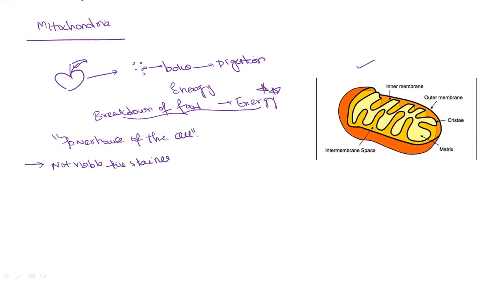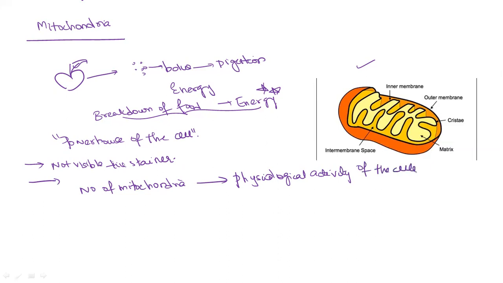Now, the number of mitochondria per cell actually depends on physiological activity. What does that mean? Suppose I'm moving my muscle, moving my hand a lot, there's a lot of physical activity, then there will be a lot of mitochondria over there. But if I do not, then it will be less. So basically, it directly depends on the physiological activity of the cells.